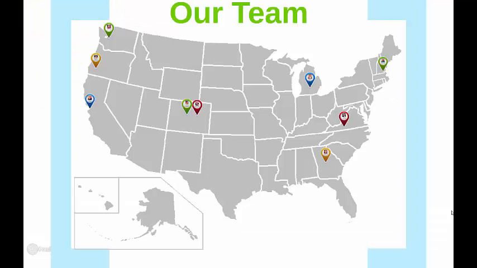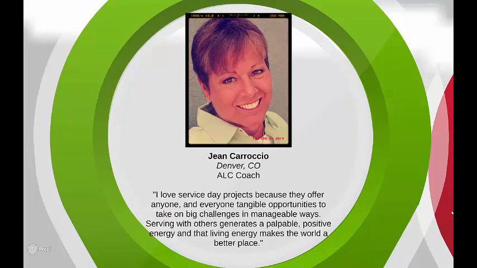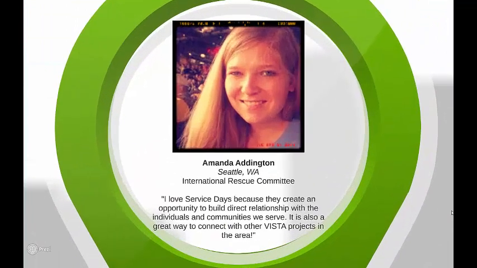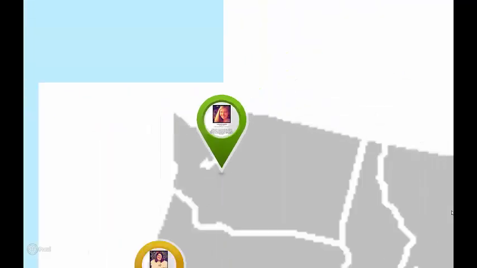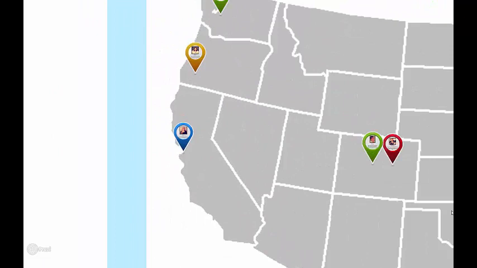And I guess I can go ahead and just introduce you guys, tell you guys about the different members of our team. Jean Carocchio was our Action Learning Challenge coach, and she was really awesome, and we were all very excited to have the opportunity to work with Jean. Amanda Addington is the VISTA leader for the International Rescue Committee in Seattle, Washington. And we have Summer Red, who is in Roseburg, Oregon. She's the VISTA leader for the United Community Action Network there.